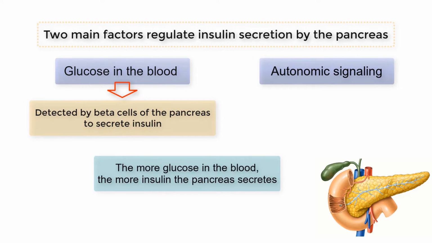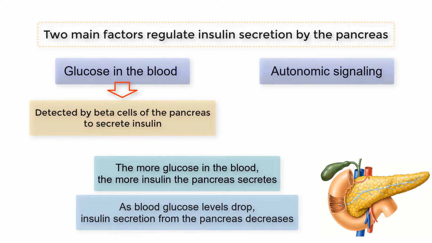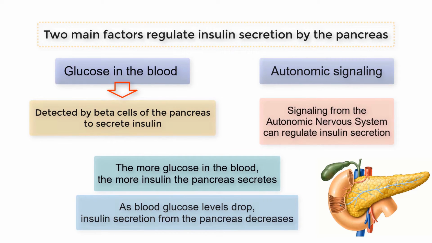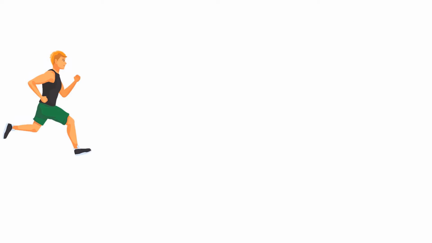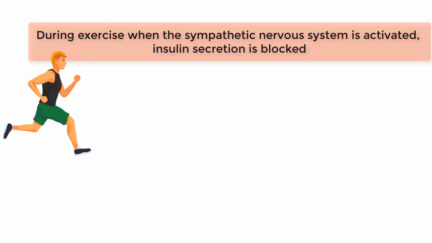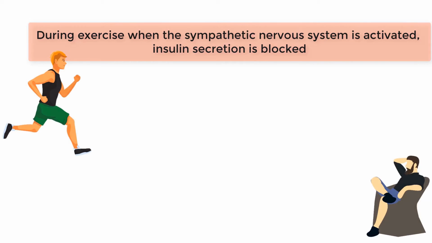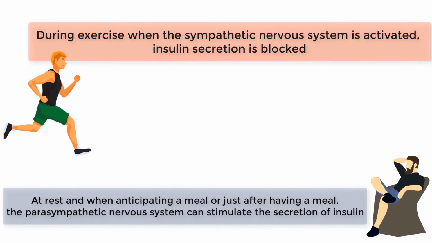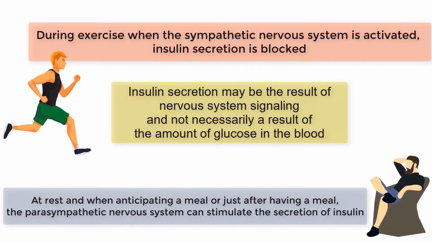The more glucose in the blood, the more insulin the pancreas secretes, and as blood glucose levels drop, insulin secretion from the pancreas decreases. Additionally, signaling from the autonomic nervous system can regulate insulin secretion. During exercise, when the sympathetic nervous system is activated, insulin secretion is blocked. At rest, and when anticipating a meal or just after having a meal, the parasympathetic nervous system can stimulate the secretion of insulin. Therefore, insulin secretion may be the result of nervous system signaling and not necessarily a result of the amount of glucose in the blood.